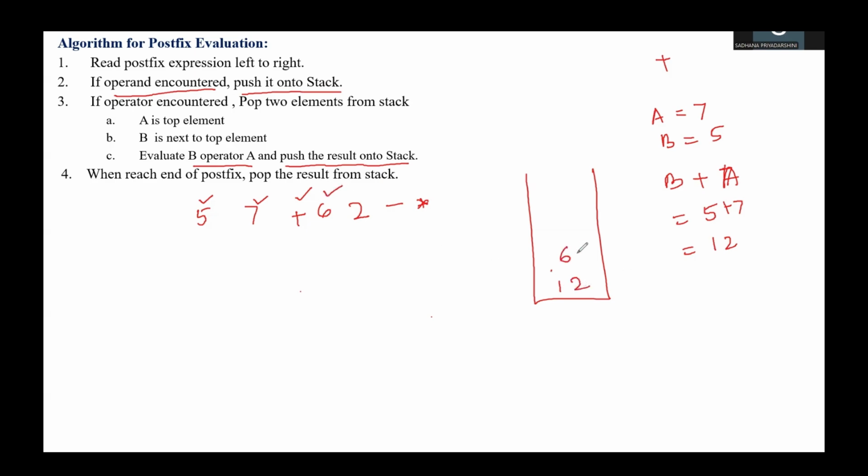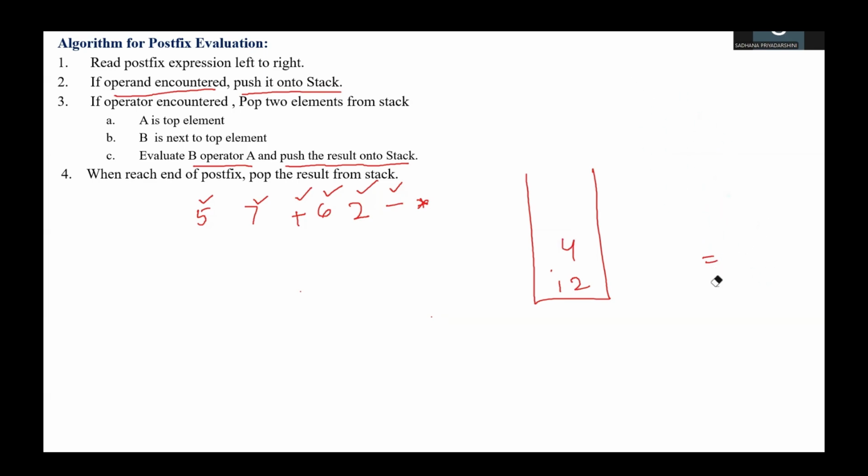Next one is 6. Whenever we encounter any operand, we simply put it into the stack. If it is an operator, then we go for the pop operation. Next one is 2, simply pushed. Then minus. Whenever there is an operator, we have to pop 2 elements. A is the topmost element, B is the next to the topmost element. Then we perform B operator A, that is B minus A, 6 minus 2, that is 4. Whatever result we get, we put into the stack. This is the algorithm.